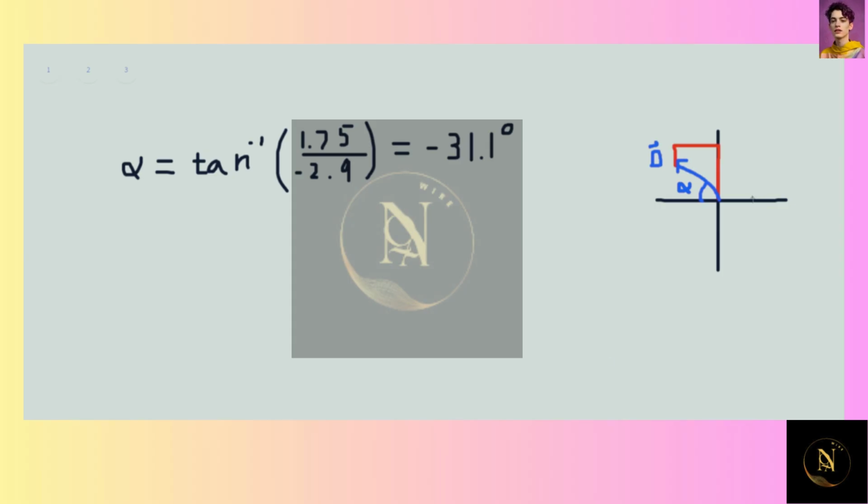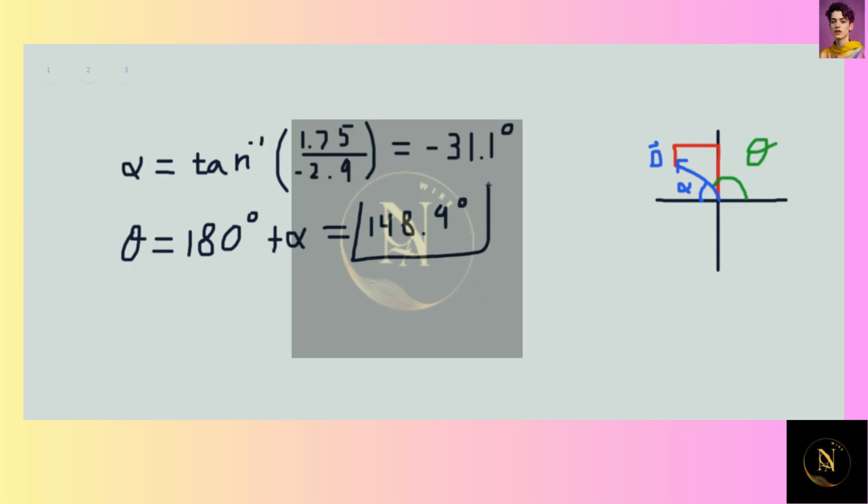What we really want, I'll draw this in green, is this angle here. We'll call this theta, the angle relative to the positive x-axis. So theta is equal to 180 degrees plus alpha. Alpha is negative 31.1, so 180 degrees minus 31.1 is 148.9 degrees, which makes sense since it's a little bit less than 180. You can see in that diagram that we would expect that to be true.